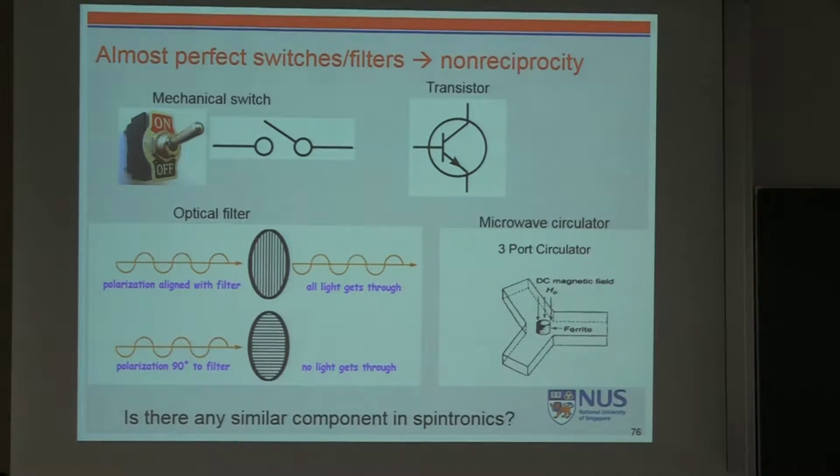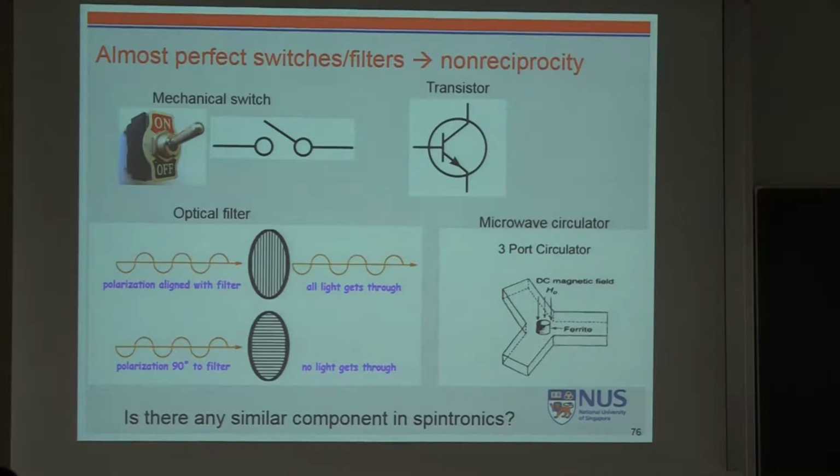It's also true for microwave devices, which we use for the local baseband antenna station. We use a lot of microwave devices. For example, this is a 3-pole circulator. The simple device, the signal is coming in, and depending on the magnetic field, we can move this information into only one direction, either this direction or this direction. So it also has very perfect selectivity in terms of energy flow. Is there any similar component in spintronics?